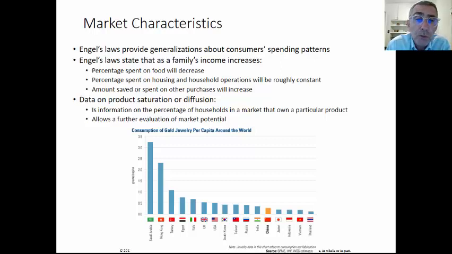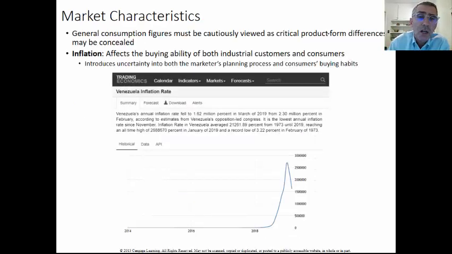Again, the relationship with gold jewelry throughout the world as a per capita expenditure might be surprising to some of you. I'm just using one example, which is gold jewelry. You could apply that to all kinds of other things, beauty products, whatever. Market characteristics: the general consumption figures must be consciously viewed, as critical product form differences may be concealed.